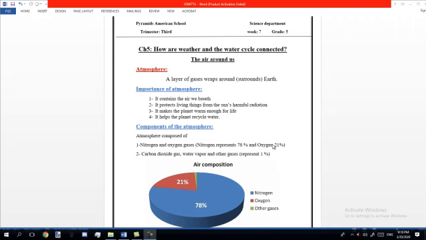Both together make 99%. And what about the 1% left? Other gases are included in this 1%. What are they? Carbon dioxide gas, water vapor, and other gases like helium and argon and so on. So now you have to know that the most common gases in the atmosphere, that means they have the largest ratio, are nitrogen and oxygen gas. Nitrogen, of course, is more than oxygen. Nitrogen 78% and oxygen 21%, and there are also carbon dioxide gas and water vapor.